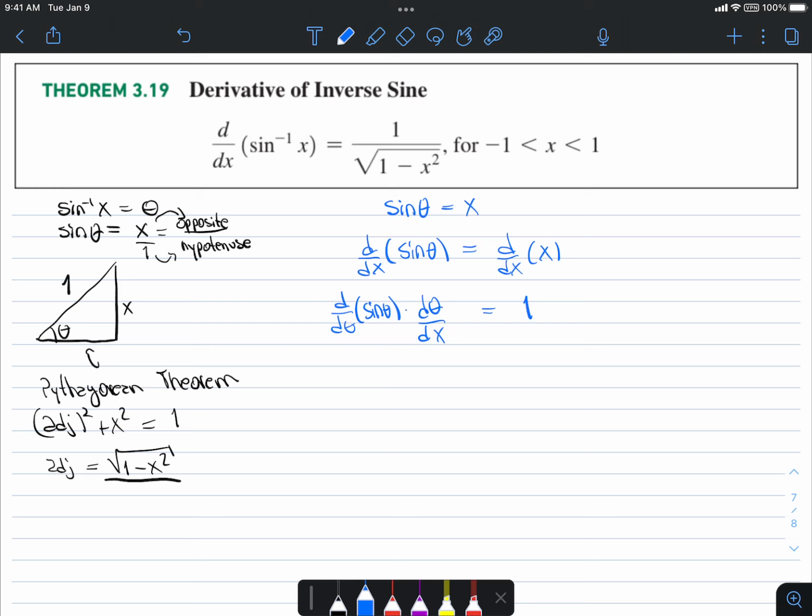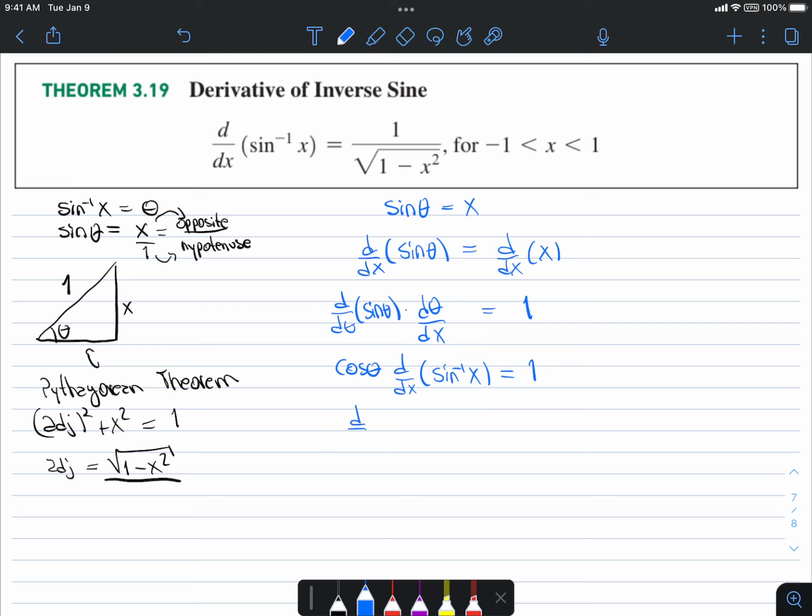And now I have a simpler calculation. d sine theta d theta is just the derivative of sine theta with respect to theta, as if theta was playing the role of x. The derivative of sine is just cosine times d theta dx, which is exactly what I want to know because theta is sine inverse. So this is the derivative of sine inverse, right? Because that's theta. So this is what I want to know. I'll pretend like this is my unknown, which it is.